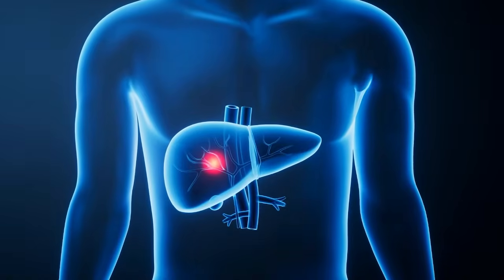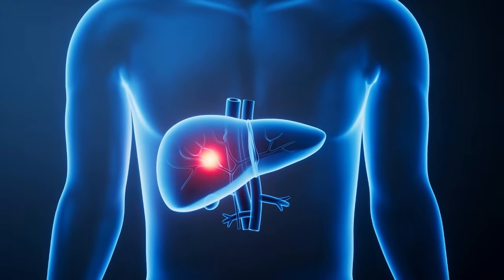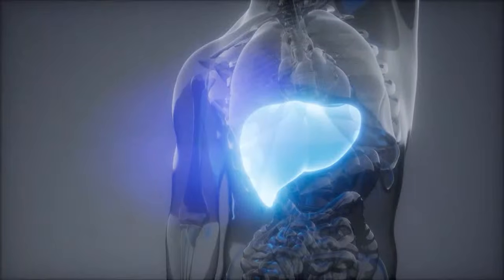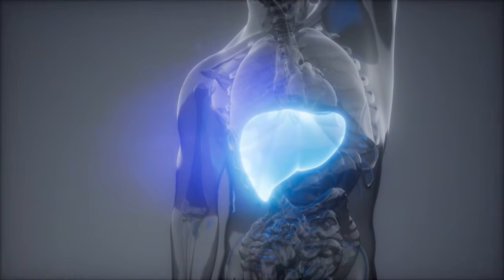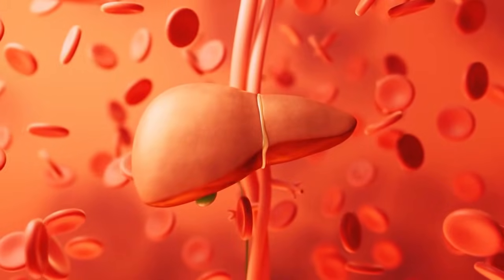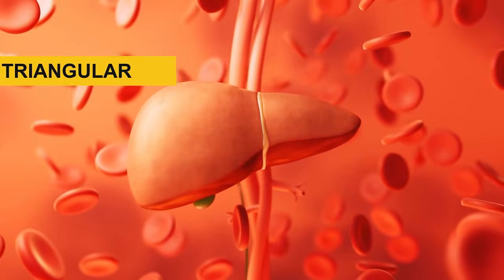The liver is the largest internal organ and is located in the upper right quadrant of the abdomen, just beneath the diaphragm. It extends from the right side of the body to the midline. It has a complex and somewhat irregular shape. It is often described as having a roughly triangular shape.